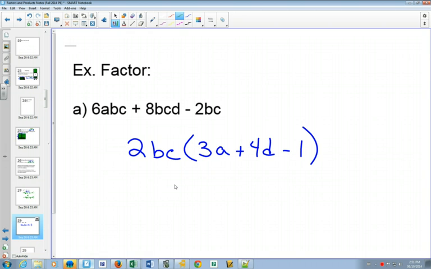Again, afterwards you do a quick check. If I distribute, do I get what I started with? And I need a 1 there at the end in order to get the minus 2BC.